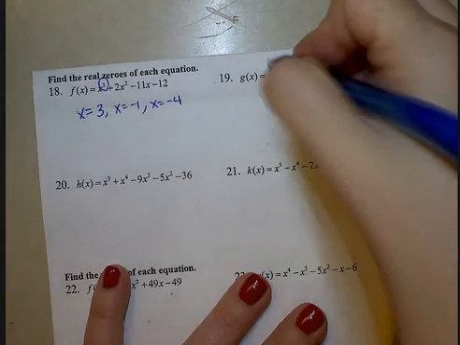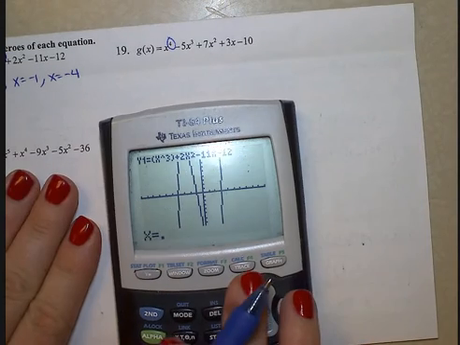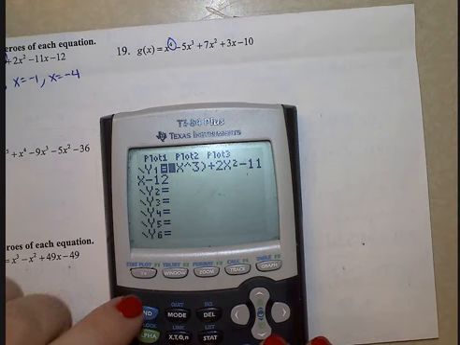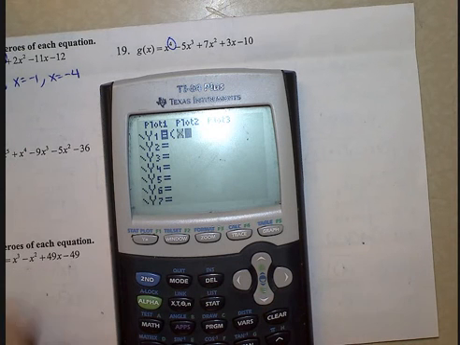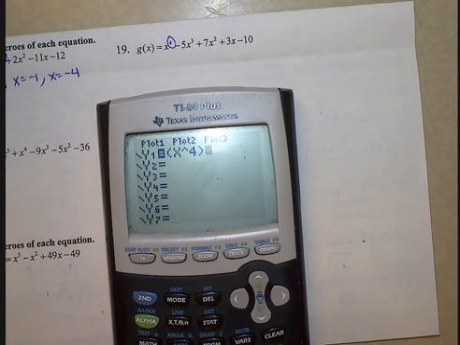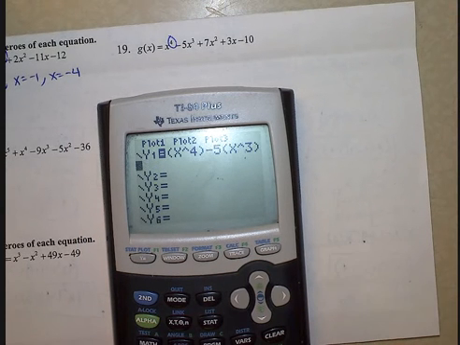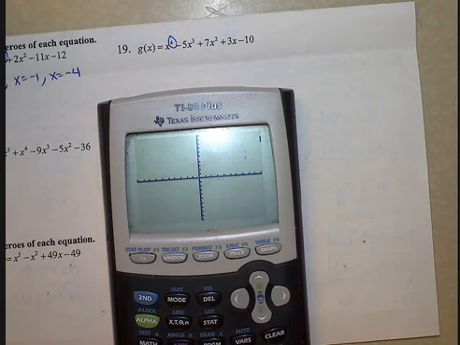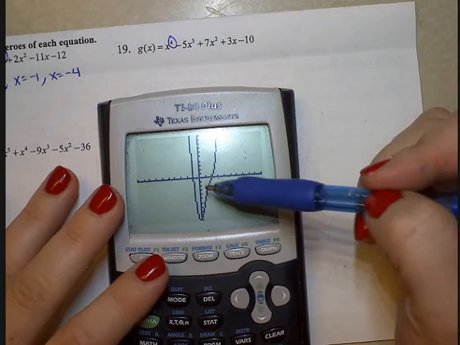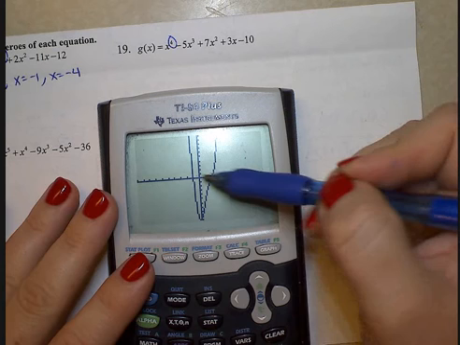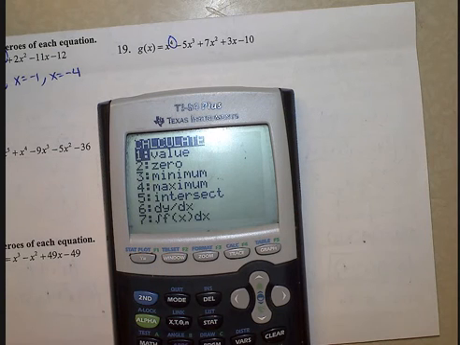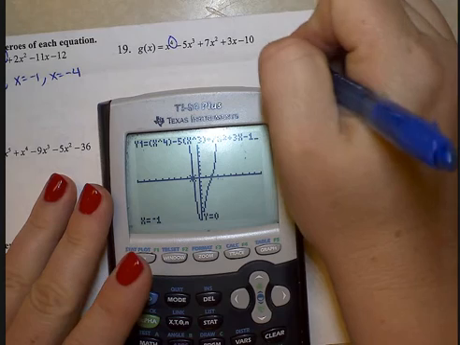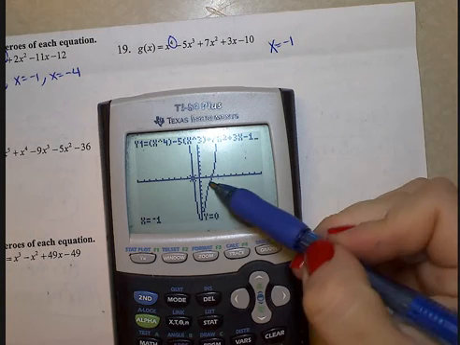Okay, so at most we're going to have 4 here. At most 4 real. So I'm going to come back up and we're going to do x to the 4th minus 5x to the 3rd plus 7x squared plus 3x minus 10. Okay, it looks like I'm going to have one nice one and one not so nice. So let's check out negative 1. Negative 1 does work. Okay, so I know negative 1 works. This does not appear to be as nice.